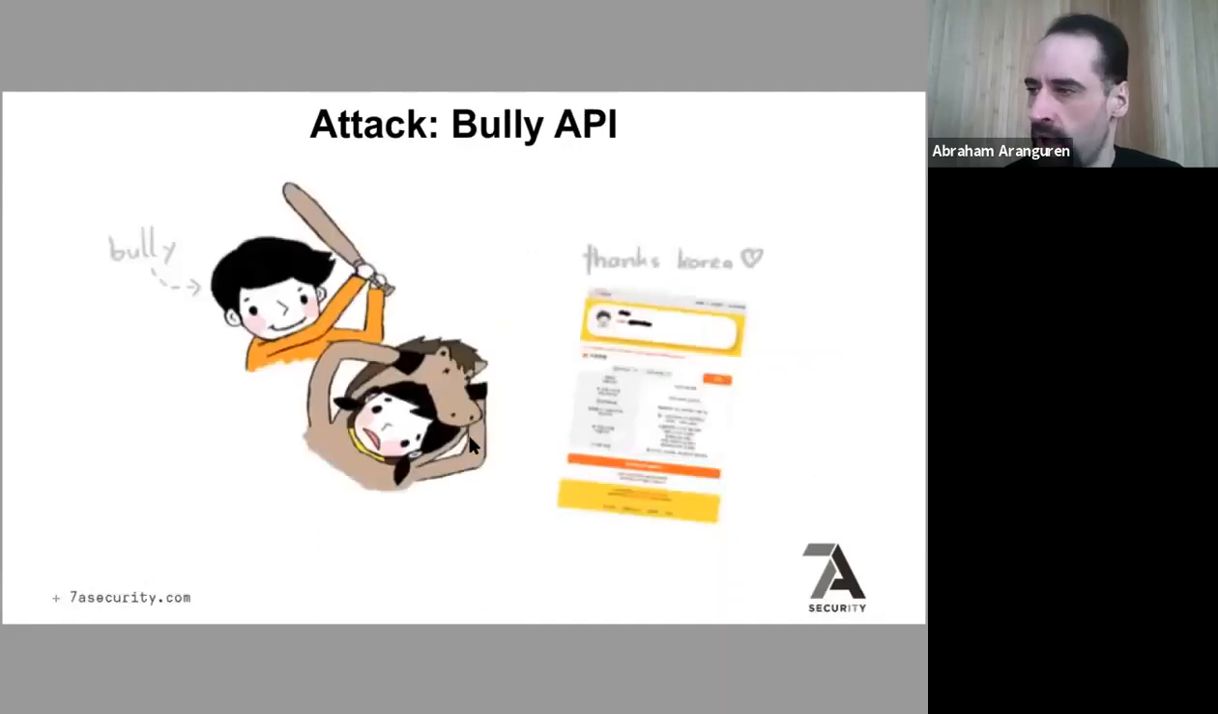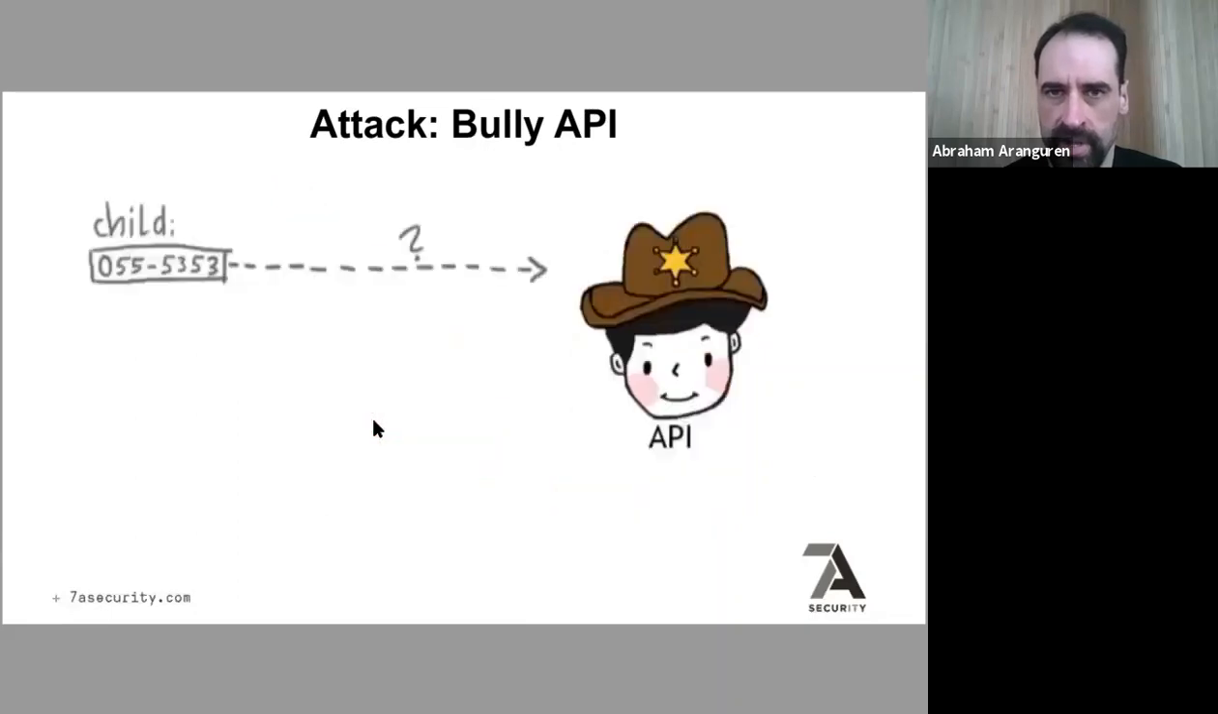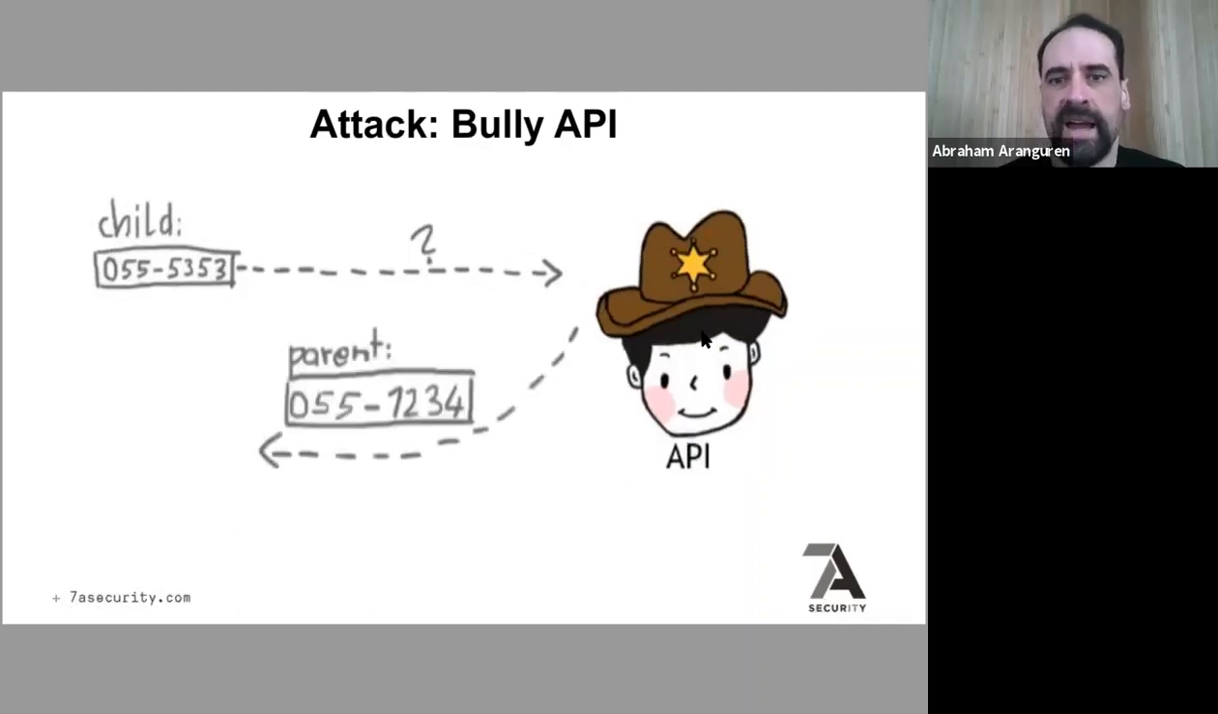So in every classroom, you have this bad child that tries to mess with all the children in the classroom, right? So if you are that kind of child and you had the phone number of the child you want to mess with, you could ask the Smart Sheriff API, hey, I want to mess with this child, can you help me? And then the Smart Sheriff API will tell you, sure, this is the parent phone number. Now, with this already, you can do some damage.